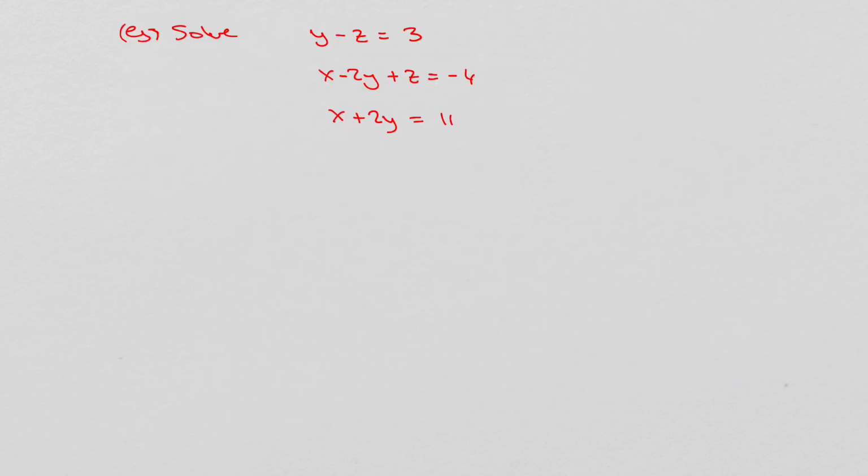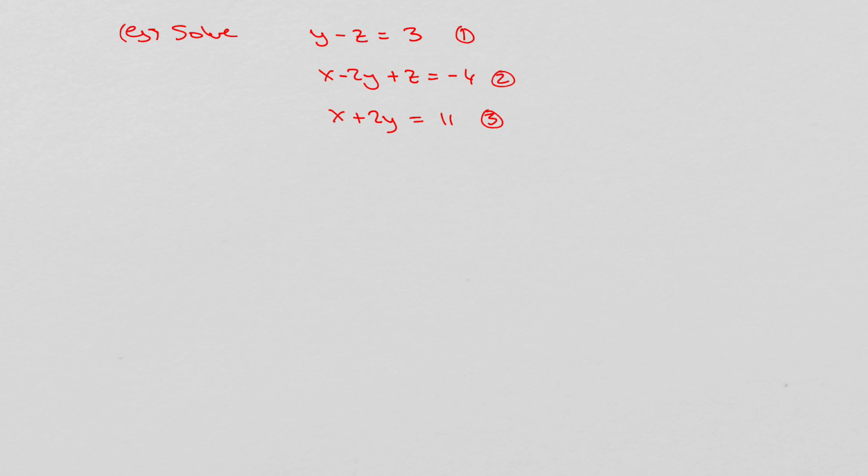So here we have three equations: y minus z equals 3, x minus 2y plus z equals -4, and x plus 2y equals 11. We can see that we don't need to rearrange because all the variables are on the left and all the constants are on the right. So I'm going to number my three equations, 1, 2, and 3. I see that in equation 1, x is missing, but I see in equation 3 that z is missing.